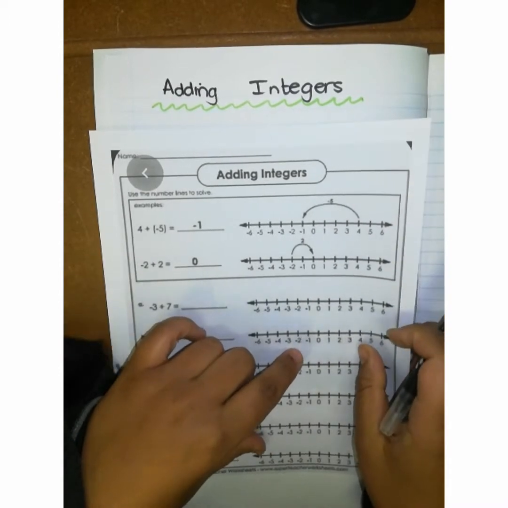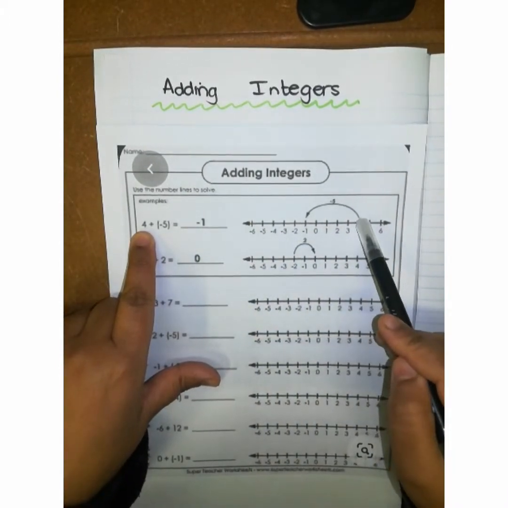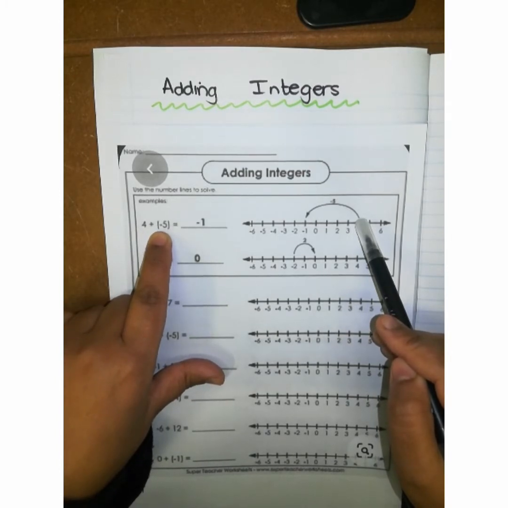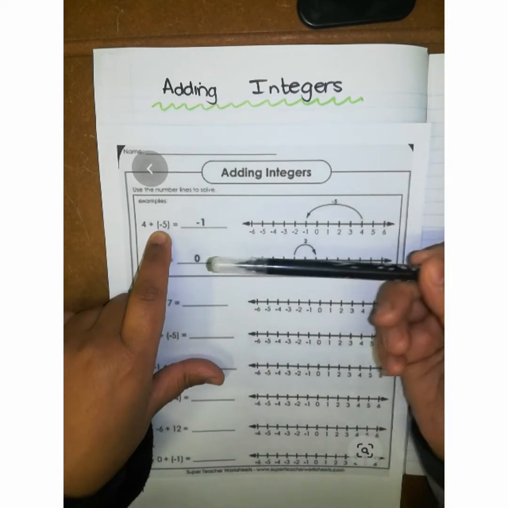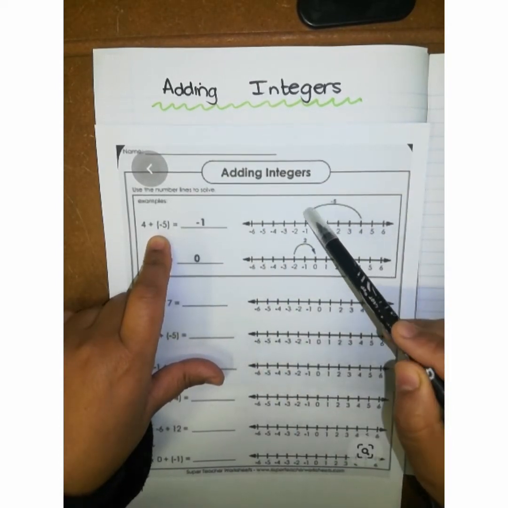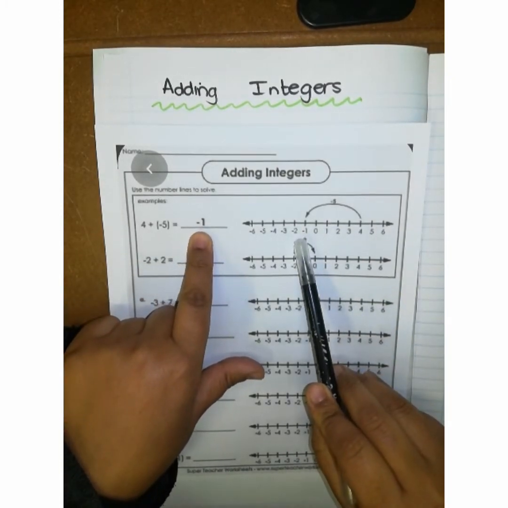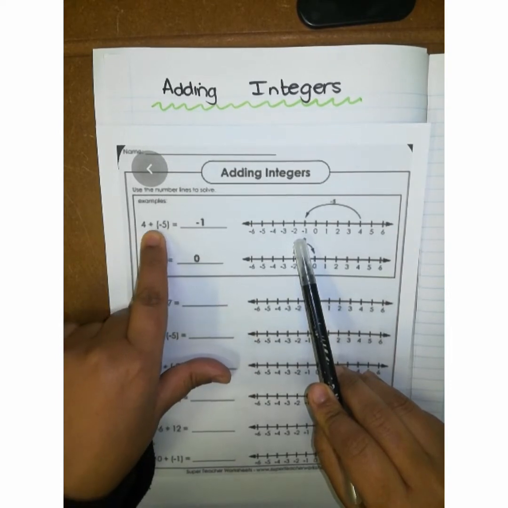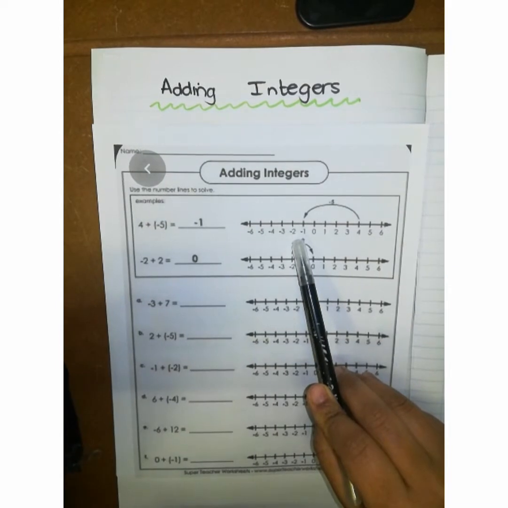Here we're going to see, I started off with 4 rand and I owe somebody 5 rand. I'm owing, so that's why there's a minus. It means I must move in this direction towards the margin. How many? 5 jumps. 1, 2, 3, 4, 5. I'm left with owing them 1 rand. So a positive 4 plus the minus 5, I'm left with minus 1.